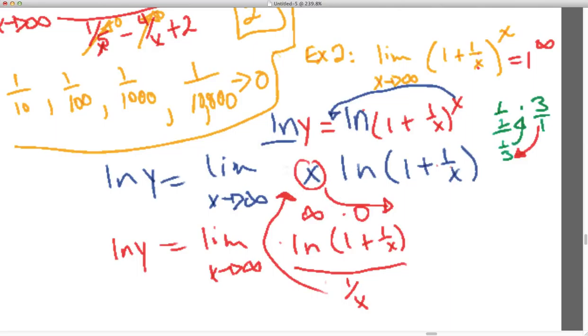But since that was an indeterminate form that I cannot do L'Hopital's rule on, I try to put it in a different form, and hopefully now I can do L'Hopital's rule. So let's see if that's the case.